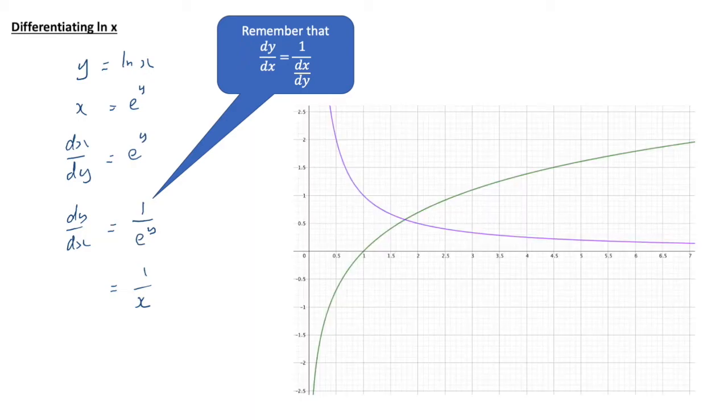Having a look at the graphs, the green graph is, as I hope you recognise, log x, and the purple one is 1 over x. Looking at the log curve, we can see that it starts close to 0 with a very high gradient. It's very steep, but it gradually gets less and less steep, and as x tends to infinity, the gradient is tending down to 0.